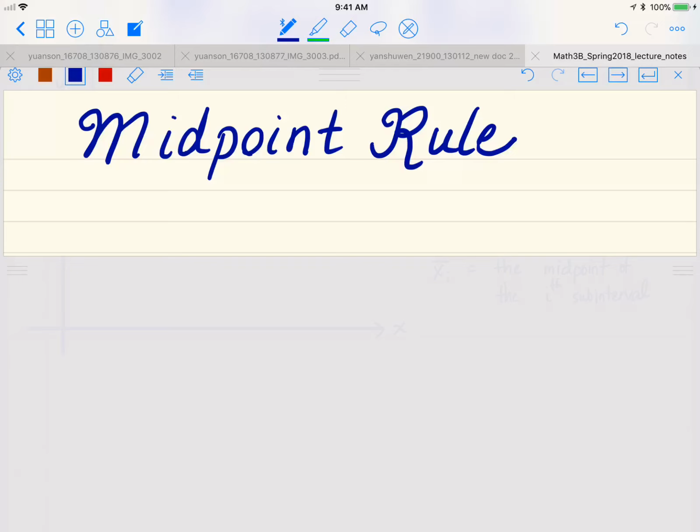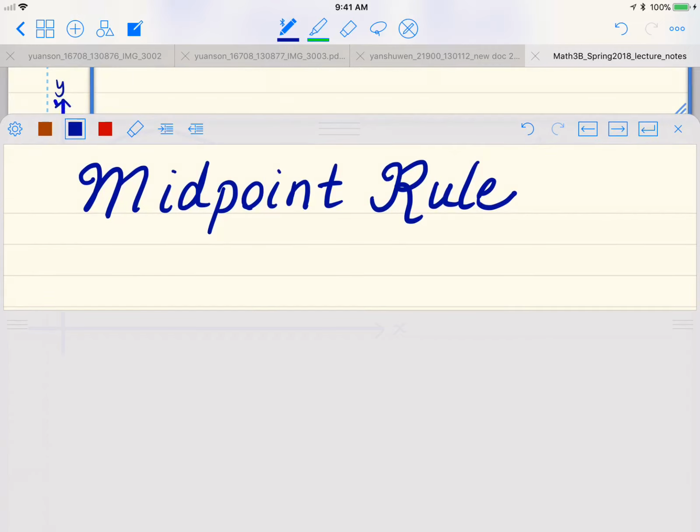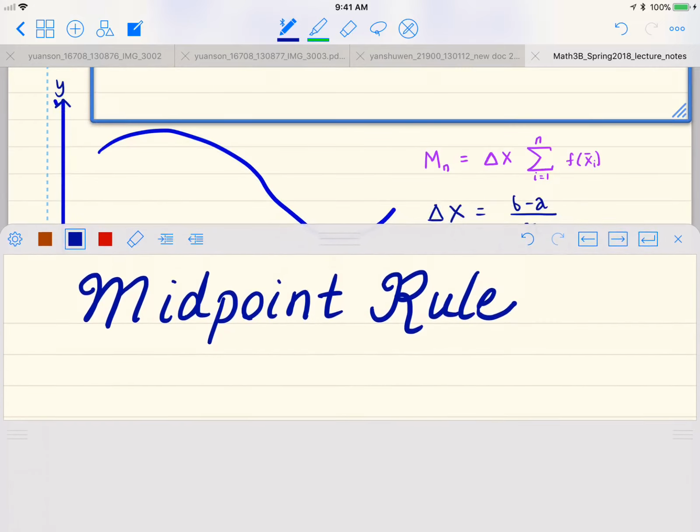Okay, so I want to discuss the midpoint rule. Sorry about that.